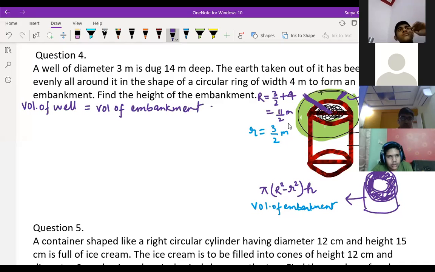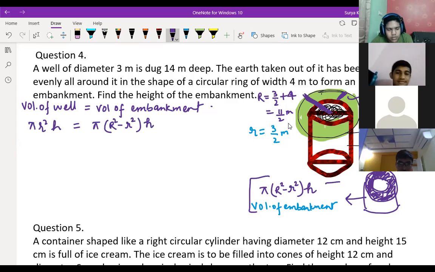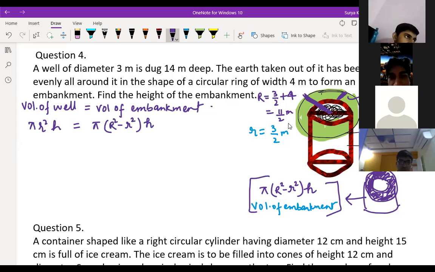So volume of well is nothing but pi r square h, and volume of embankment is nothing but pi into capital R square minus small r square into h. Why did I tell this? So that it is going to be used in the formula only. And if you are not understanding, you can ask.